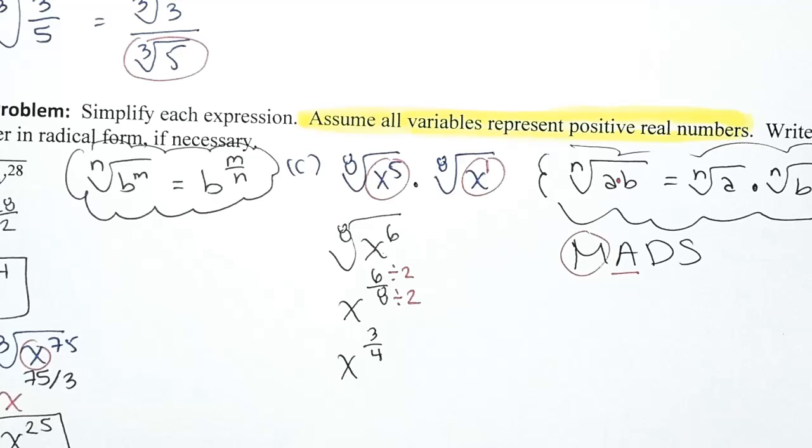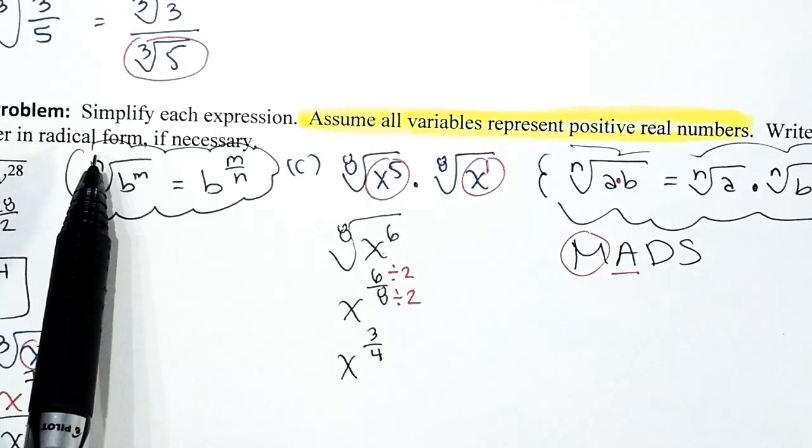We have simplified it. The reason why this is not accepted for full credit though is because the problem specifically says write your answer in radical form if necessary.